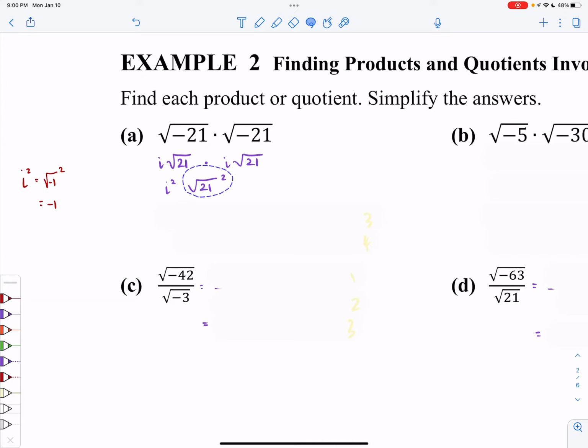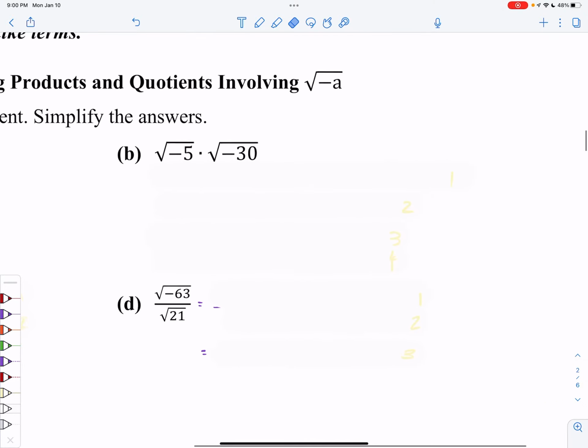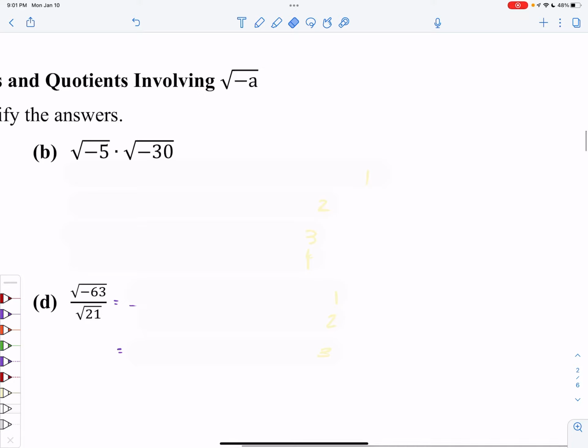And we also know, according to what we said just a few moments ago, that i squared is the same thing as -1. So this i squared is going to be replaced with a -1, and the square root of 21 squared will just be a 21. Multiply and you get a -21.